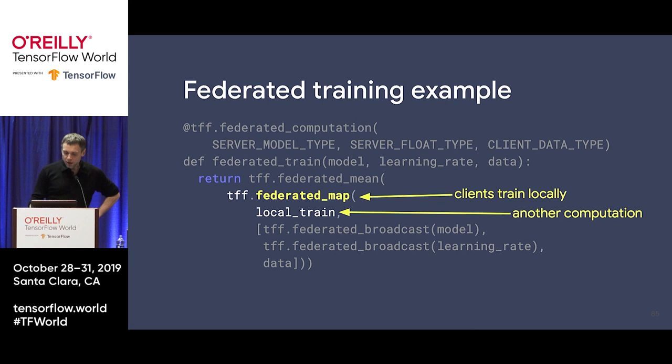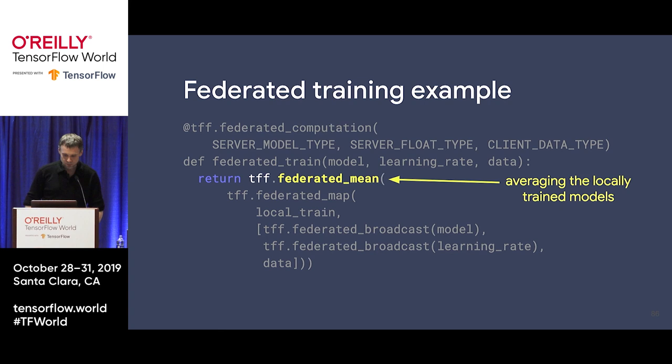And finally, the map function produces a set of client-side models, locally trained models, right? And now we just call the federated mean operator to average them out. You can apply that operator to any kind of value, including structured values. And so yeah, that's it. The output is the average of client-side models, and that's the algorithm that we had. And so that's the whole program. And the version of it in the tutorial, you can see that it actually runs and works.